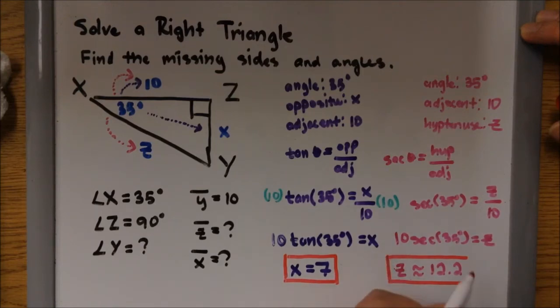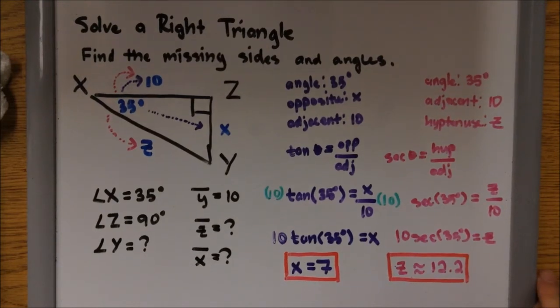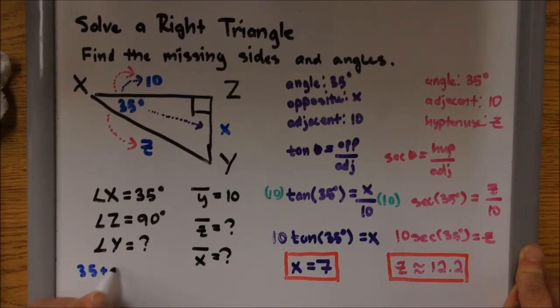Now we found our two side measurements. Let's find the angle measurement, angle y. Now, from basic geometry, in any given triangle, all angles add up to 180. So we have 90 and 35. So let's do some small work for the angle. If we do 35 plus 90, that's going to equal 125 degrees.